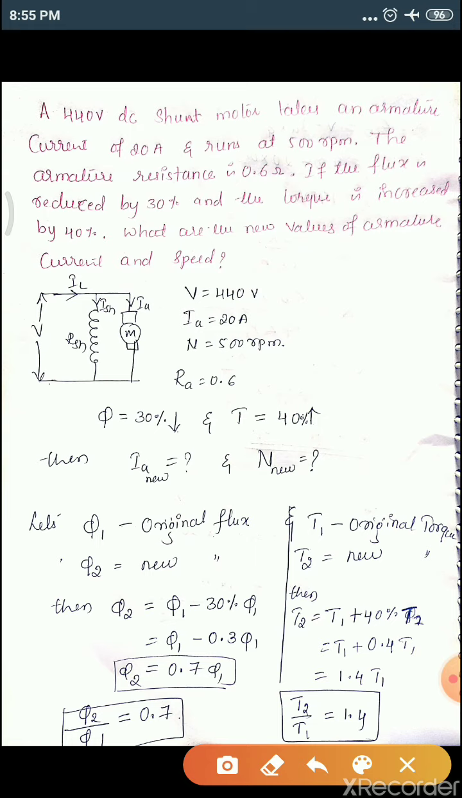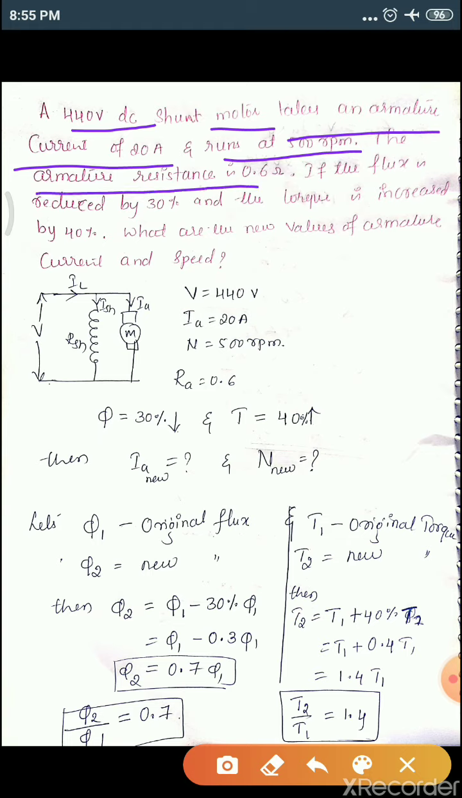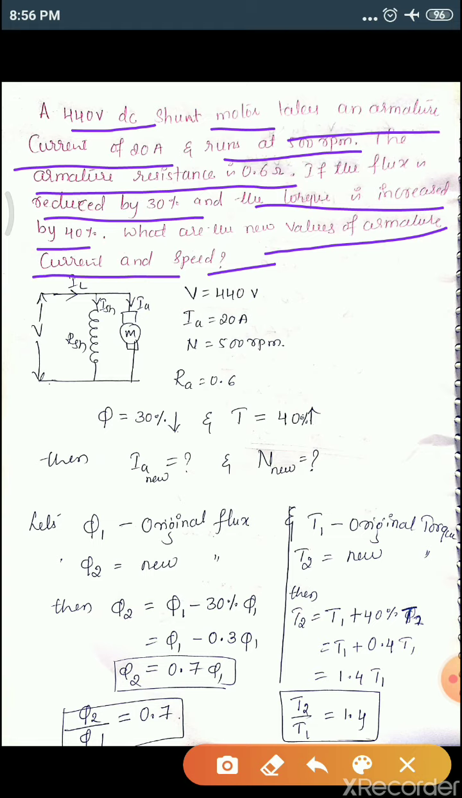A 440 volt DC shunt motor takes an armature current of 20 ampere and runs at 500 rpm. The armature resistance is 0.6 ohm. If the flux is reduced by 30% and the torque is increased by 40%, what are the new values of armature current and speed? They have asked us to calculate the new value of armature current and the new value of speed.